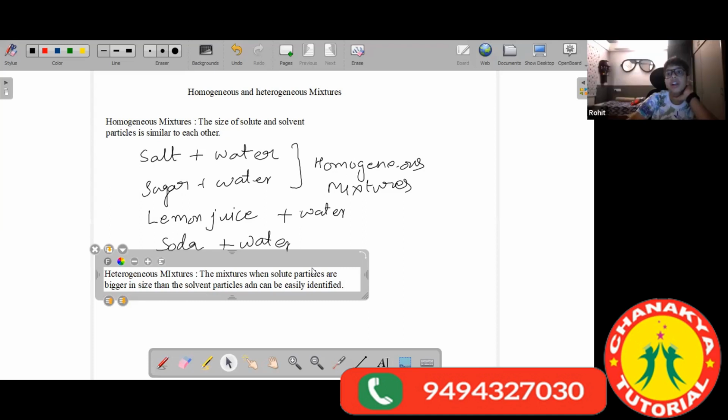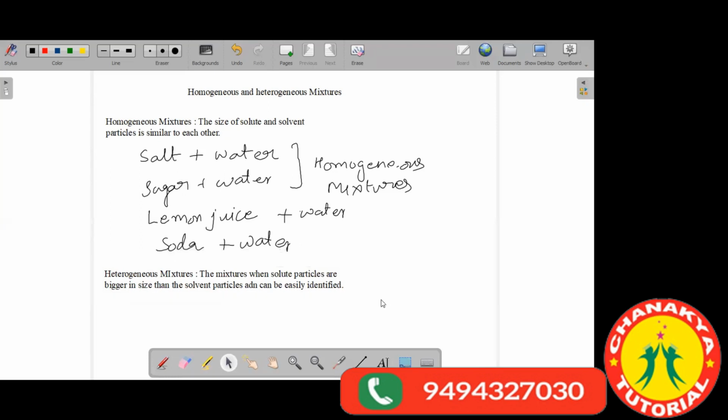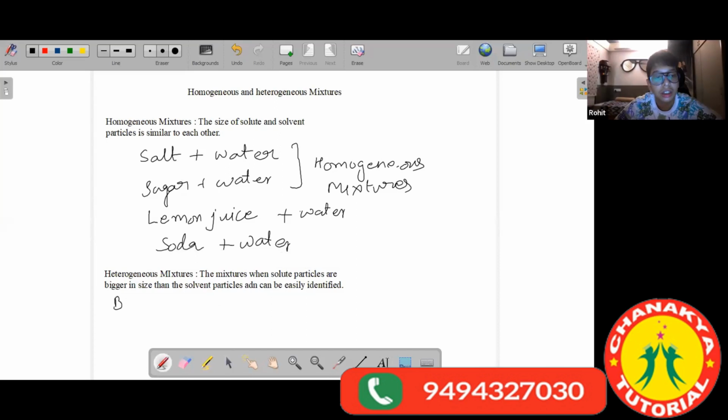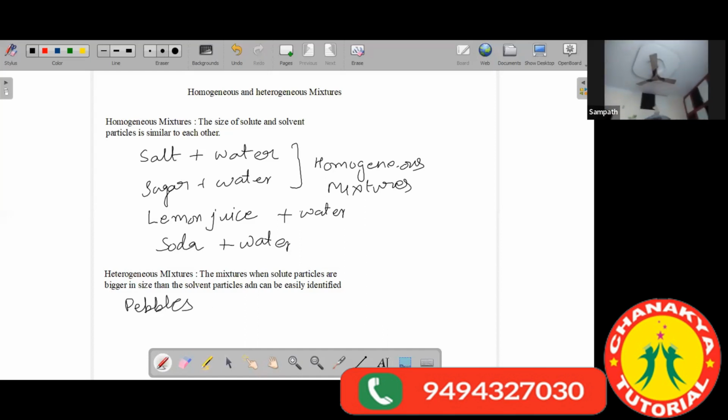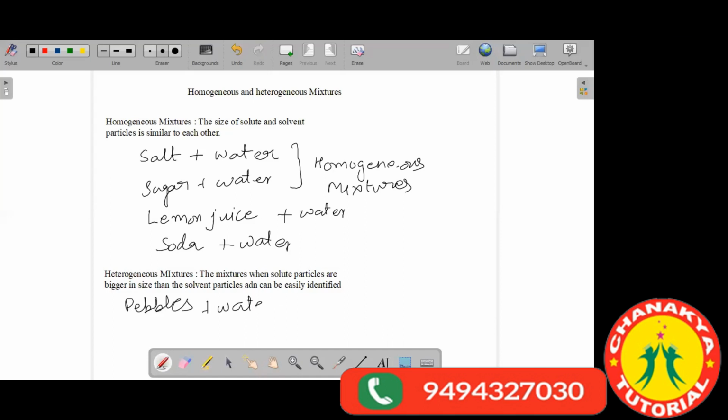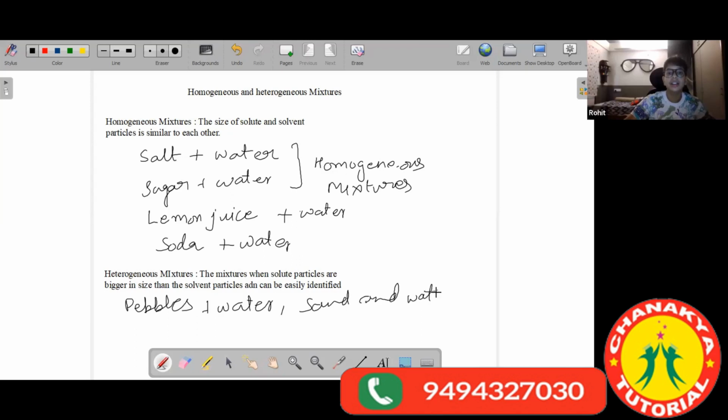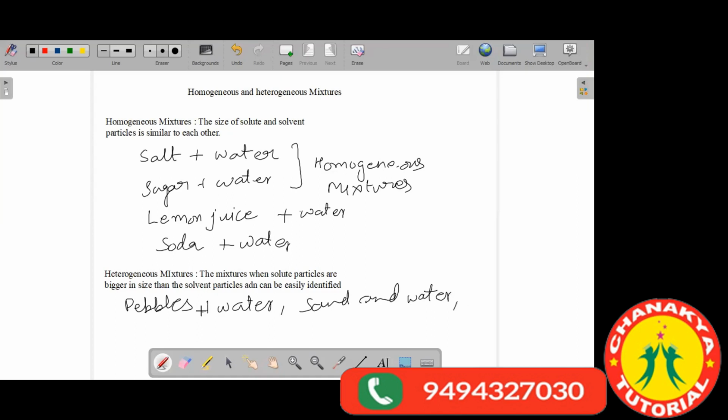Sir, pebbles and water. Okay, very good. Pebbles and water, that is a heterogeneous mixture. Any other? You have pebbles and water, sand and water. Okay, sir, sand and water. Starch powder and water. Okay, very good. Starch powder and water.